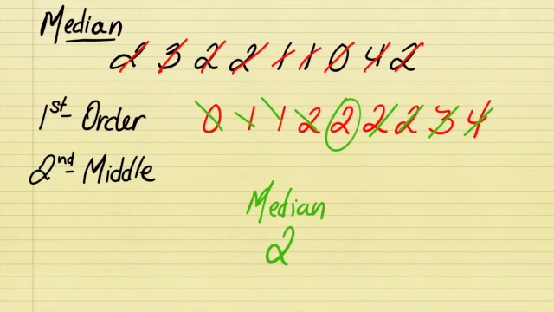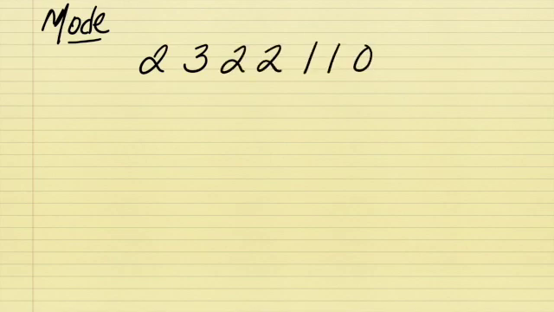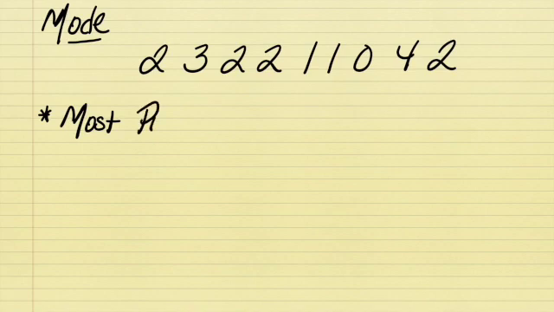Mode. All right. Same set of data. How many siblings do we have? So we have a 2, a 3, a 2, a 2, a 1, a 1, a 0, a 4, and a 2. All right, mode. There's no steps here to finding mode. Mode is the number that shows up the most. The one that is the most popular. The one that's there more than any other number.